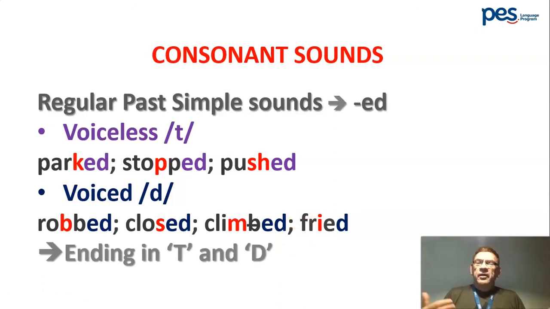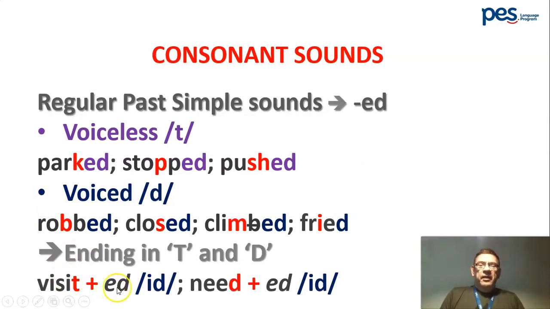And when the verb finishes in T and in D, what happens? So let's have a look at the verb visit. You could say, okay, it should be visit. No. It's difficult. It's strange. What about the verb need? D. So it should go d. No, no, no, no. So you need to put an extra sound there. Look. Visit plus ed, visited. I visited her yesterday. Need, need plus ed, needed.